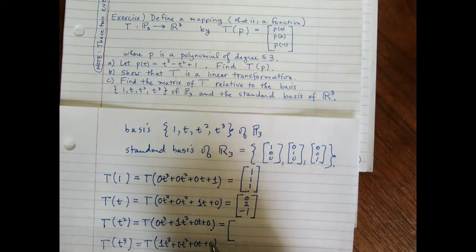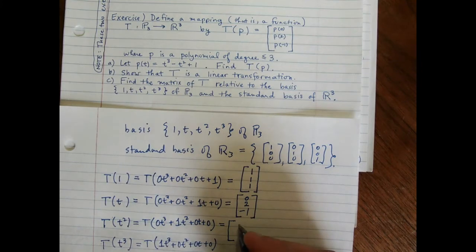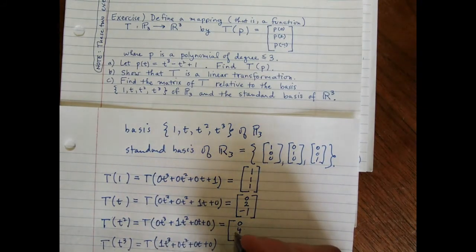So for the next one, when I plug in t equals 0, I get 0. When I plug in t equals 2, I'm going to have 2 squared here, so 4. When I plug in t equals -1, -1 squared is 1, so I get 1 times 1 is 1.